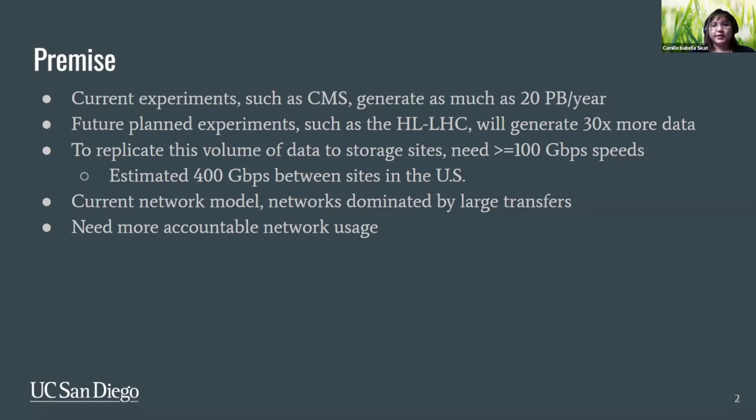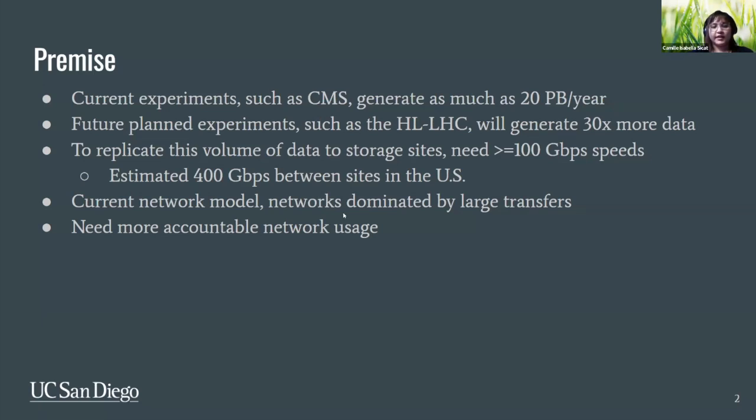So current experiments at CERN, such as the Compact Muon Solenoid, generate as much as 20 petabytes of data per year, with future planned experiments, such as the High Luminosity Large Hadron Collider, generating up to 30 times more data. To replicate this volume of data across different storage sites, we need speeds of at least 100 gigabits per second, with an estimated speed of 400 gigabits per second needed between sites in the US.